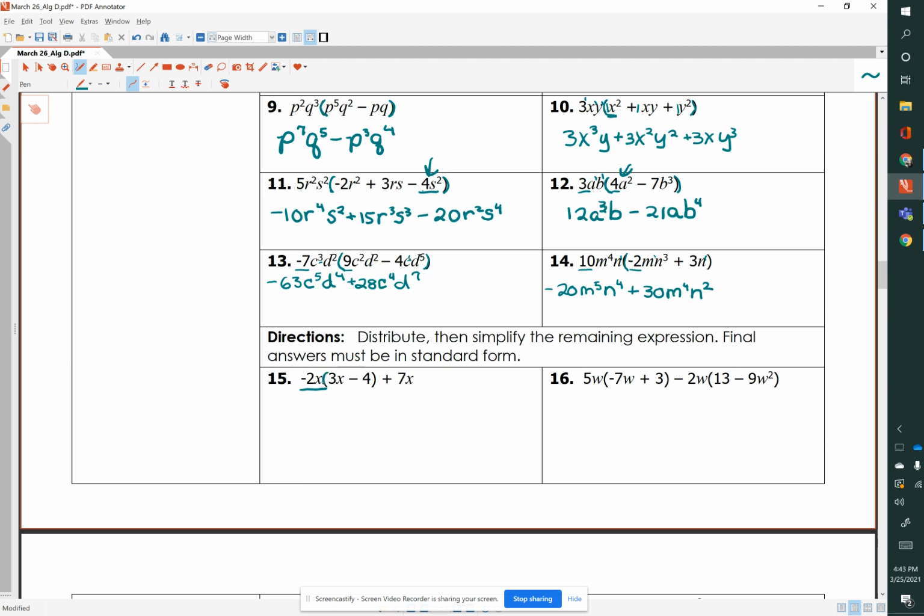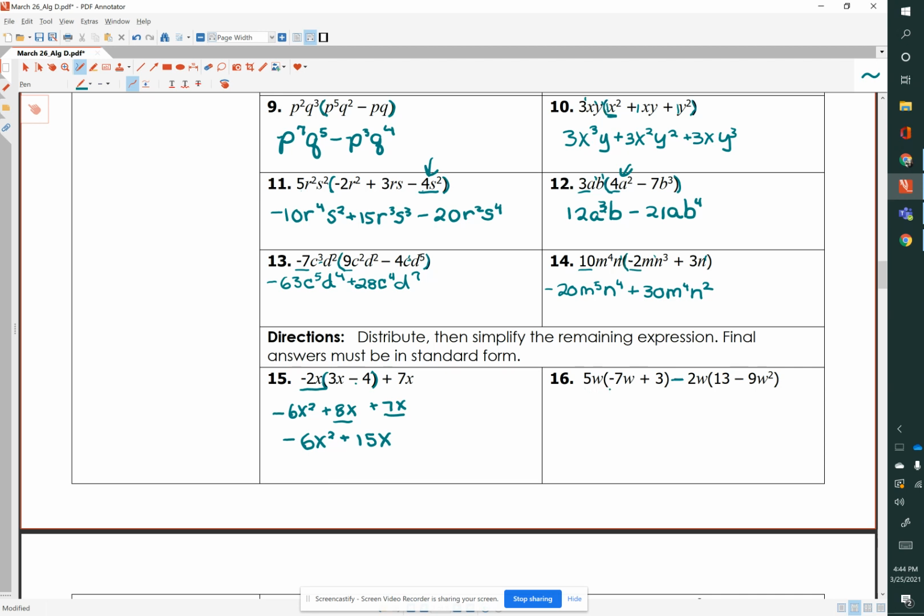So negative 2x times the quantity of 3x minus 4 plus 7x. Negative 2x times 3x, negative 6x squared plus 8x, because negative times a negative is a positive, plus 7x. And we can combine the 8x and 7x, so it will be negative 6x squared plus 15x. So number 16, we have to distribute on both sides of the subtraction sign in the middle.